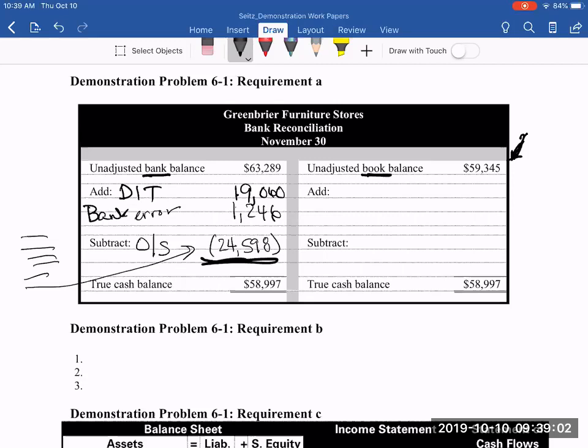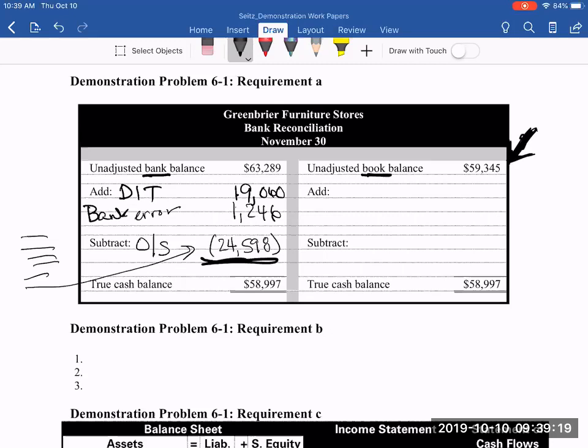$58,997. Now remember, the outstanding checks are checks that are already included in here. They've already been taken out of this book balance. Okay, they're already included in here, and they're just somewhere out there floating around until the person that we wrote them to actually takes it to the bank. So something that we add to the book side.